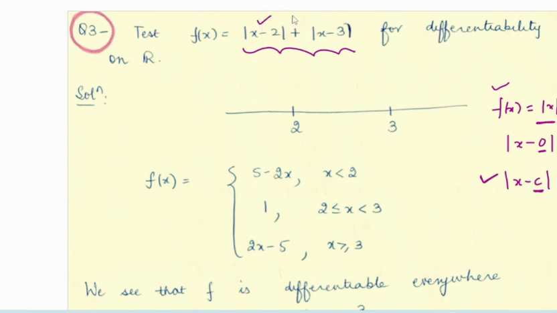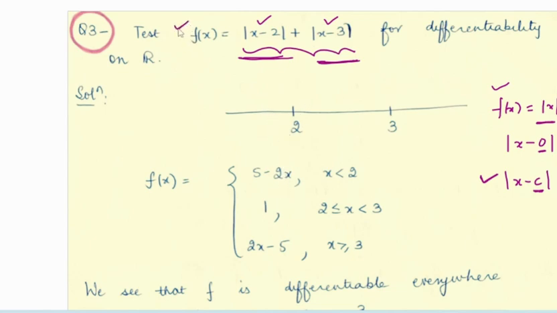Now this is an amalgamation, this is a sum of two such functions. Now this function is differentiable everywhere except at 2. This function is also differentiable everywhere except at 3, and hence the sum is differentiable everywhere except at 2 and 3. If we apply that algebra of differentiability, we get the conclusion directly. But let's verify that ab initio also through the definition.